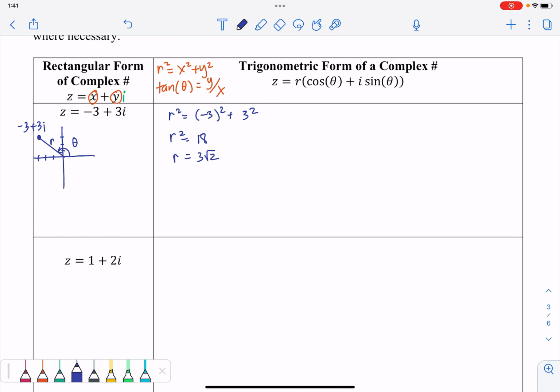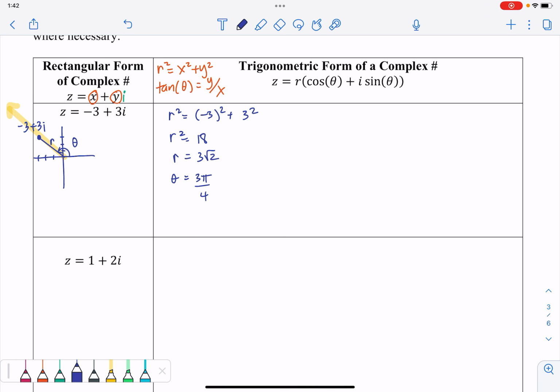Now let's find theta. What's nice is I can see that this r is really just on this main diagonal going in the second quadrant. So even though I have this idea that tangent of theta equals y over x, I don't need that right here, because this is a nice angle on my unit circle that I can see pretty clearly. So theta is 3 pi over 4.